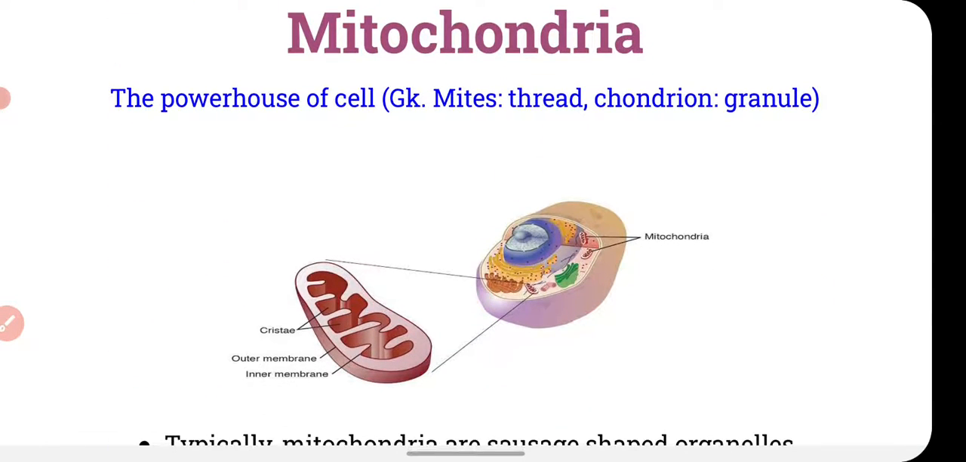So mitochondria, which is known as the powerhouse of the cell, is made up of two words: mitos means thread and chondrion means granule. When scientists see this cell organelle under the microscope, it looks like a thread and sometimes like granules, hence it is called mitochondria. And the number of mitochondria depends on the need of energy by the cell.